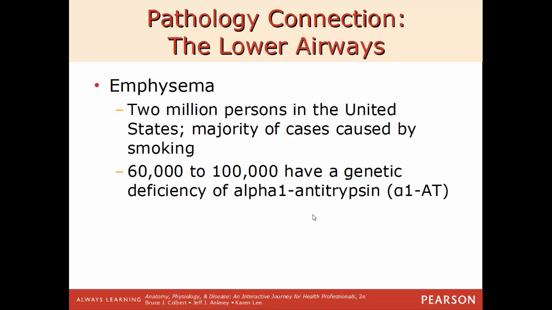Emphysema affects 2 million people in the United States, and the majority of these cases are caused by smoking. But some cases are caused by genetic factors. Between 60,000 to 100,000 people have a genetic deficiency of what's called alpha-1 antitrypsin. So the lack of this protein being made due to a genetic defect leads them to develop emphysema, whether or not they are a smoker or non-smoker. It's all because of a genetic defect.